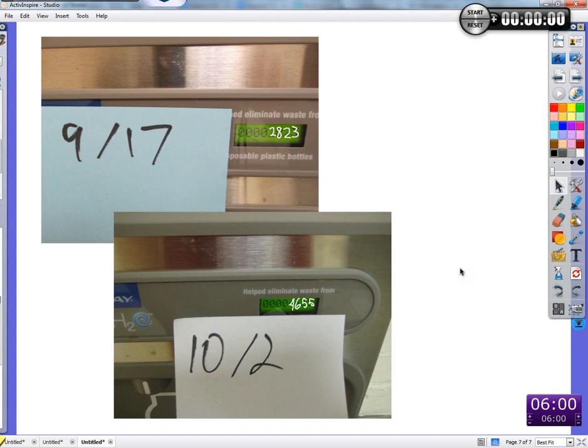So what are these numbers telling us? How many plastic bottles we have saved. By filling up refillable water bottles, we're not buying plastic bottles from the store and throwing those bottles away when we're done with them. So that's what this is counting. It's counting how many bottles we're saving by doing that. And it just keeps counting them.